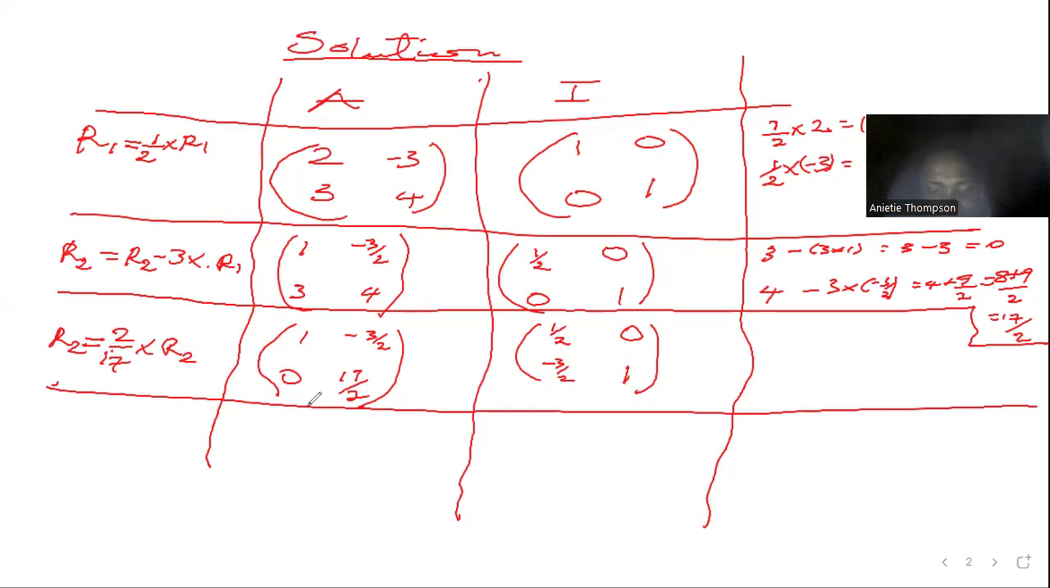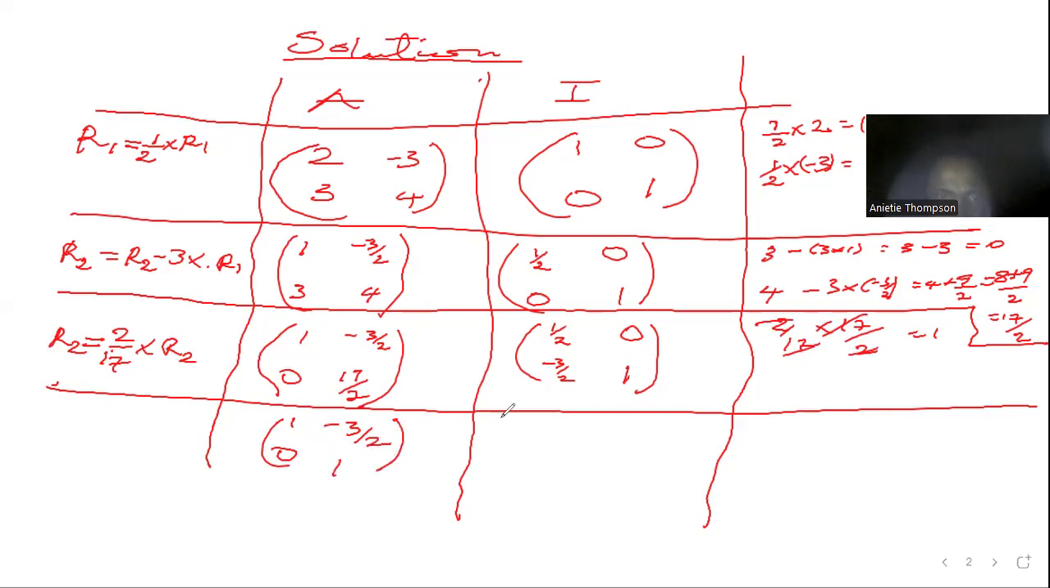And if I do that, the row 1 will repeat itself. We have 1 minus 3 over 2. 2 over 17 times 0 is 0. 2 over 17 times 17 over 2 is 1. So that place is 1 now.